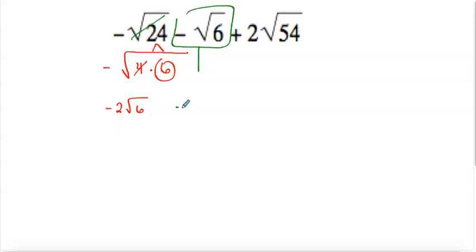Minus radical 6, so I'm going to put minus 1 radical 6 here, just to put the imaginary 1 in front. Again, that can't be broken down, but now I already have like terms here, so that's good.